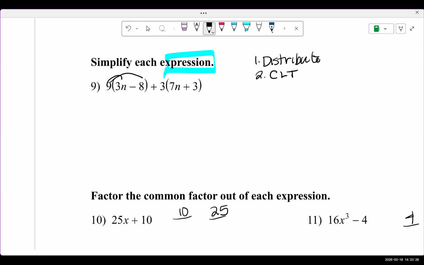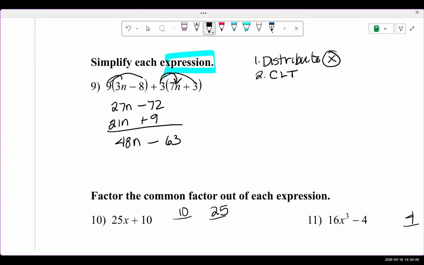Okay, so distribute, multiply. When we distribute, we multiply. 9 times 3n is 27n. 9 times 8 is 72. I'm going to add them vertically. 3 times 7n is 21n. 3 times 3 is 9. So adding those together, I have 48n minus 63.